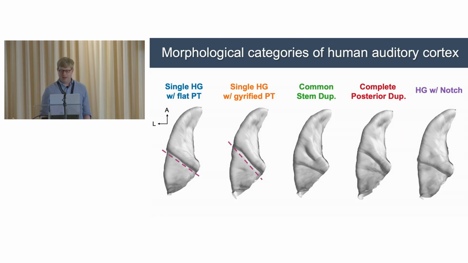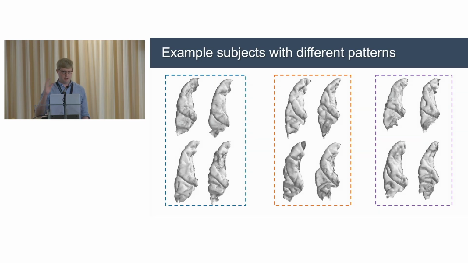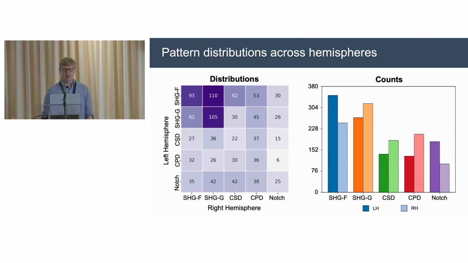If you look at the individual brains, and if you come by the poster, I have lots of individual examples for you, you see that one again and again and again. So it's interesting that it's its own category. The distribution across the hemispheres is interesting because if you have one kind of folding in one hemisphere, you don't have the same kind of folding in the other hemisphere. Interestingly, the more complex folding patterns, the complete posterior duplication and the common stem duplication, tend to occur more in the right hemisphere than in the left hemisphere.